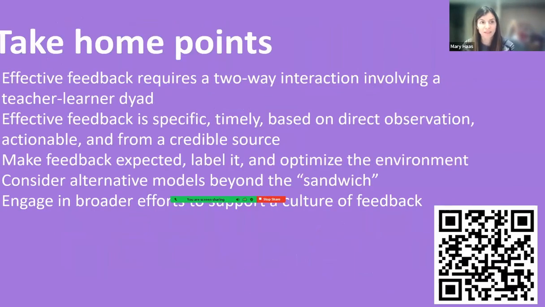So with that, these are our take-home points. Effective feedback requires a two-way interaction involving the teacher-learner dyad. Effective feedback is specific, timely, based on direct observation, actionable, and from a credible source. Make your feedback expected, label it, optimize the environment, consider alternative models beyond the traditional sandwich, and engage in broader efforts to support a culture of feedback.